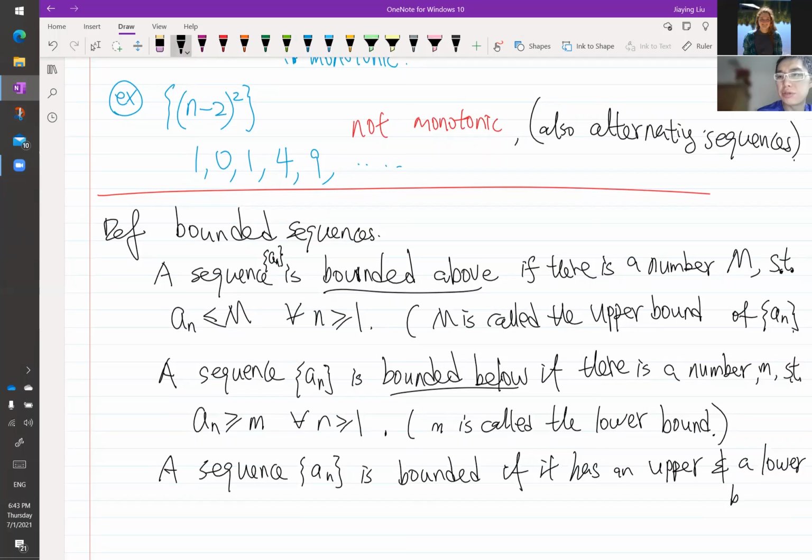So it must have a threshold above and one below. That case is called bounded. If one of them is missing, it's not called bounded. So that's the definition of being bounded. This one is called being bounded below. That's being bounded above.